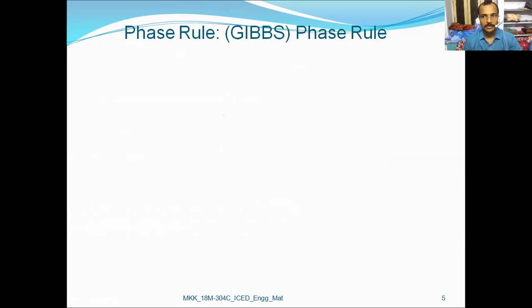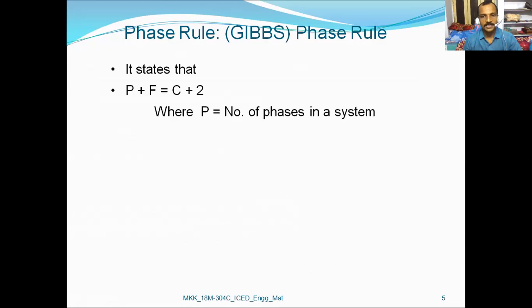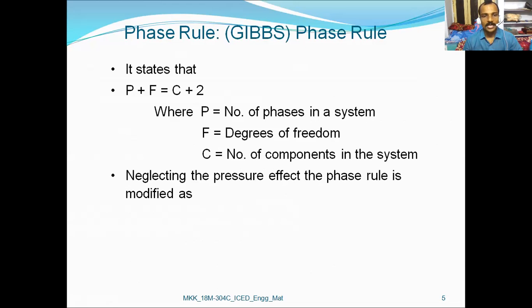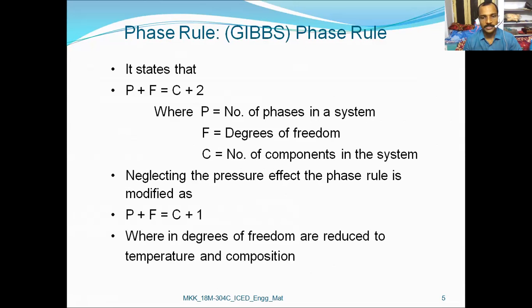So later on, we moved on to the Gibbs phase rule given by Gibbs. It states that P plus F is equal to C plus 2. P is the number of phases in a system, F is degrees of freedom, and C is the number of components in the system. And if we neglect the pressure effect in the phase rule, then the relation changes to P plus F is equal to C plus 1, wherein the degrees of freedom are reduced to temperature and composition.